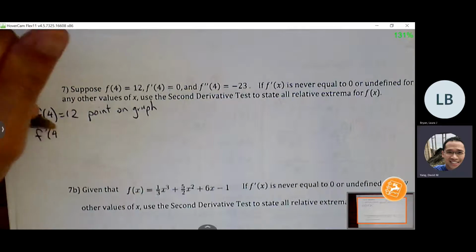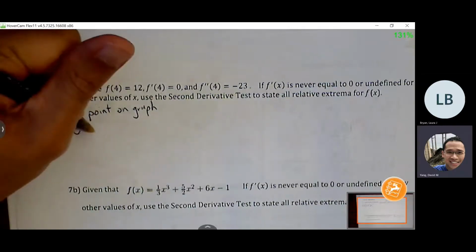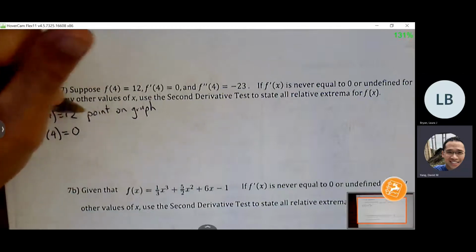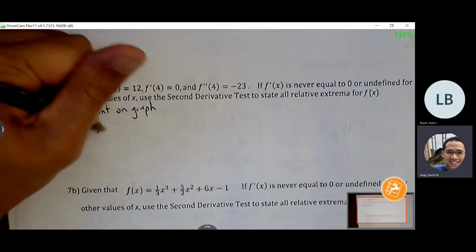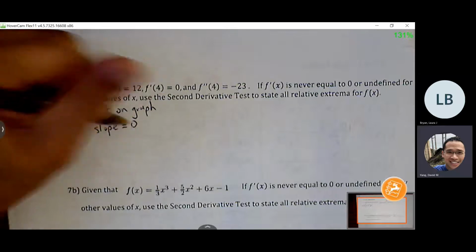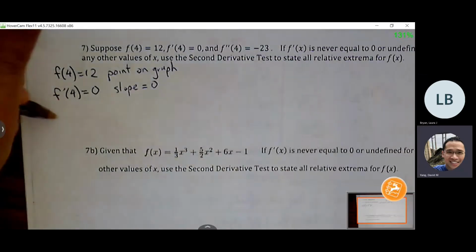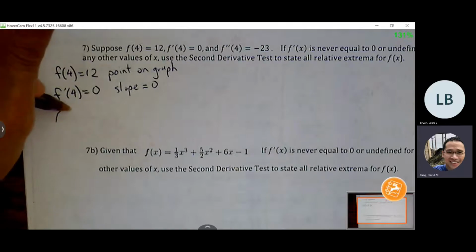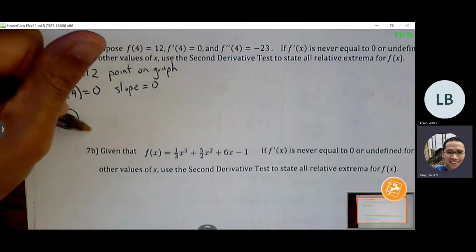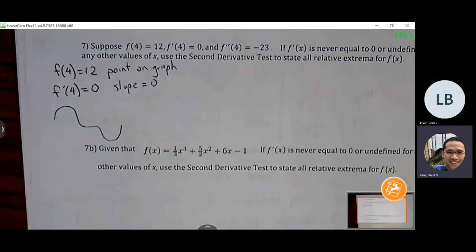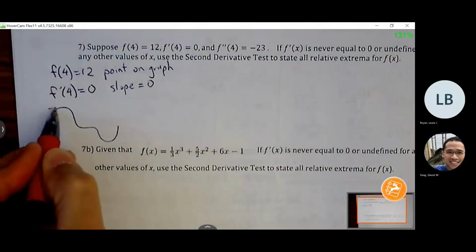f prime of 4 equals 0. What does that tell us? At this point, at the same point that we're going to plot, slope is going to be 0. All right, so if we think about slope 0, a couple of options, right? Maybe a graph that looks like this, but maybe it's leveling out. Maybe it's relative min. If you look at this, right, these are all slope zeros.